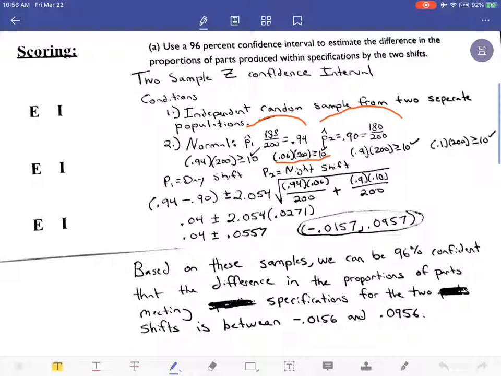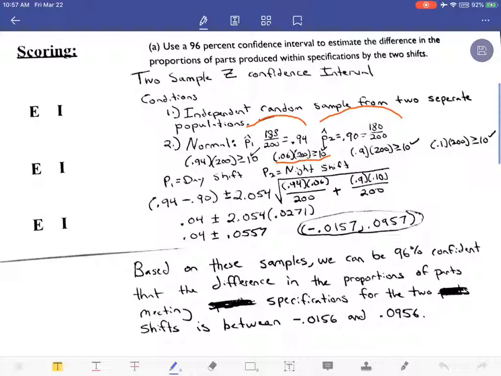All right, and then also you want to make sure that you're defining your parameters. So what p1 represents and what p2 represents. So p1 is going to be the proportion of parts from your day shift, and p2 is going to be your proportion of parts from your night shift. Then we just plug it into our formula. We take sample 1 proportion minus sample 2 proportion plus or minus our critical z-score.